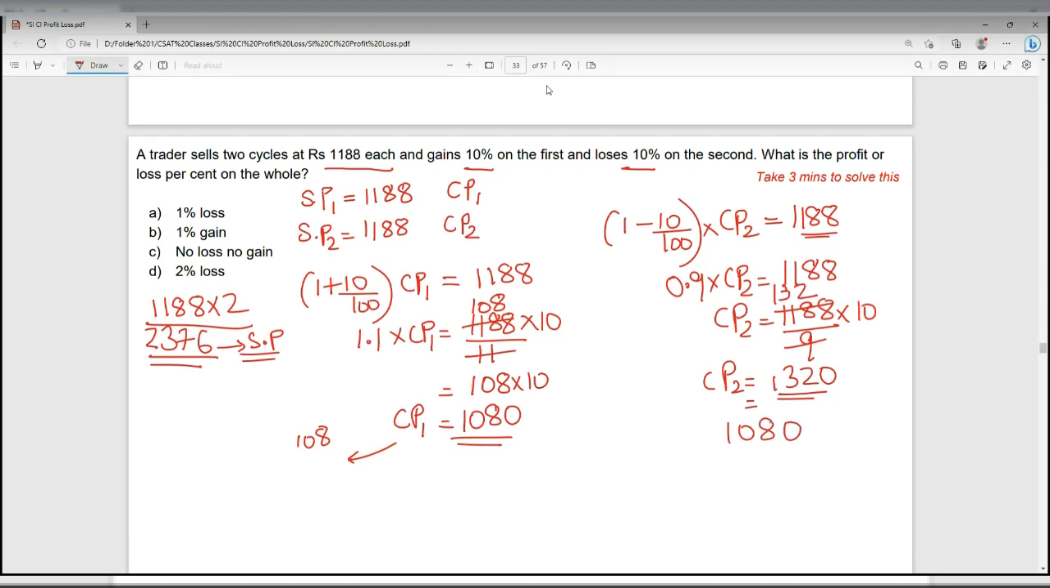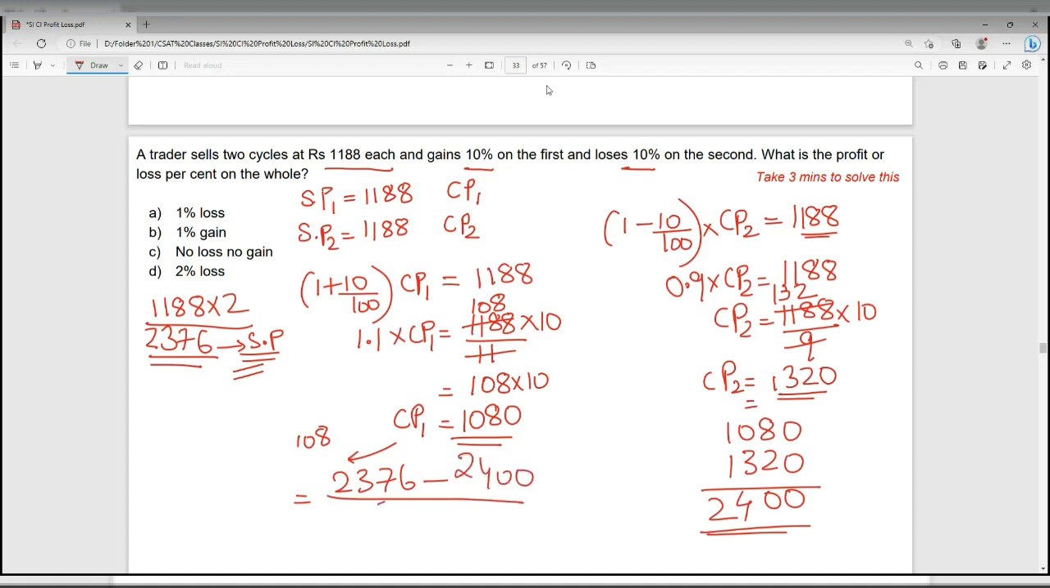So when you combine this, it would be 2400. So the cost price was 2400 and the selling price was 2376. You need to find out the profit or loss percentage. For that we have the same equation: selling price, that is 2376, minus the cost price of 2400, divided by 2400, into 100. This is the profit or loss percentage.